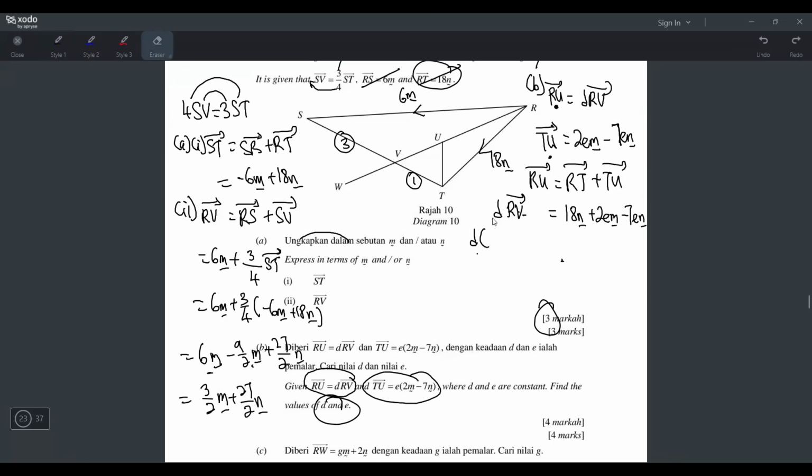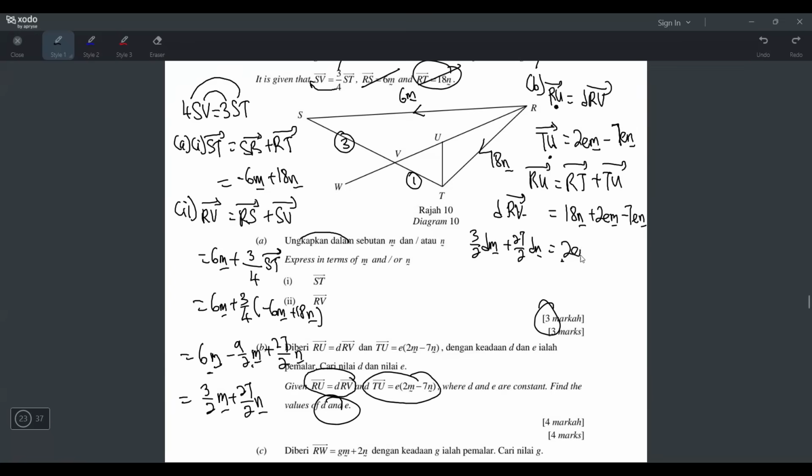Okay, I want to do fast. I straight away take the D times with this. So when you times, you get 3 over 2 DM. Okay, 3 over 2 DM. And then plus 27 over 2 DN. Okay, later you will need to compare this side of the vector with the other side, right? So it's better to factorize this one.